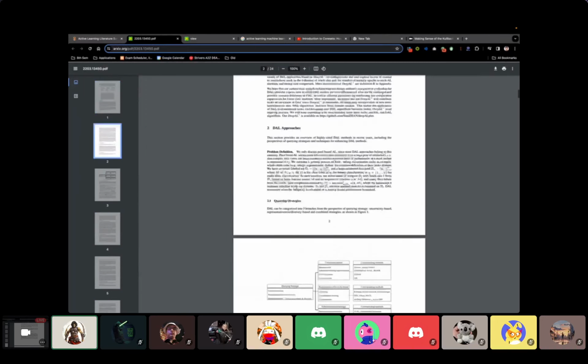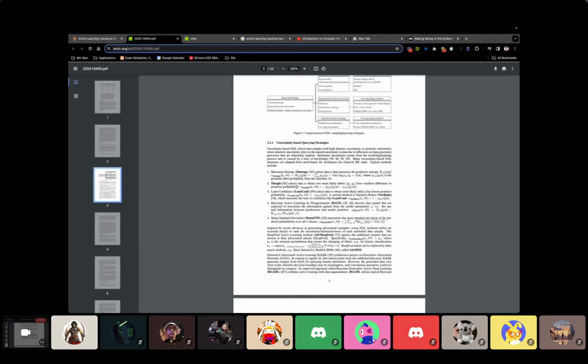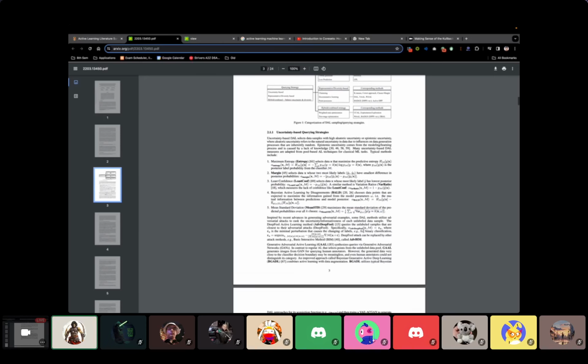Then in this paper, essentially these are the simple methods. Then there are complex methods that will be hard to implement, so I'm not giving those. But maximum entropy, margin I've covered, least confidence, mean standard deviation also. It's simple: from the distribution you compute the standard deviation for all the points over k, and then for all the classes, and then you find the one with the mean standard deviation. So maybe you can implement this also.